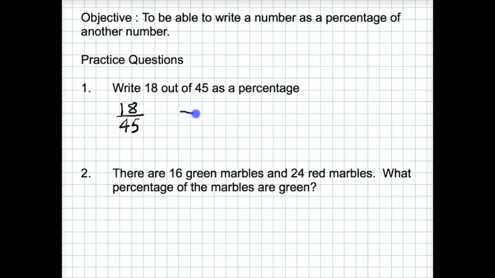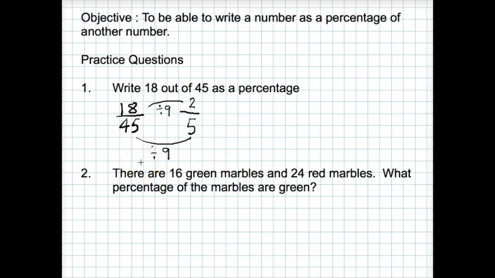The first thing I'm going to do is divide 45 by 9. 45 divided by 9 gives me 5. Now to keep this fraction equivalent, I must divide the top part by 9 as well. So if I divide 18 by 9, I'm going to get 2. So I've changed my fraction to 2/5.